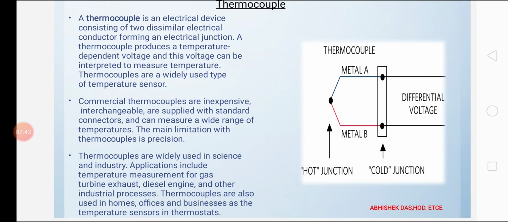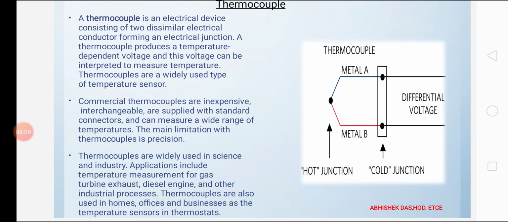Next one, thermocouple. When two metals having different work functions are placed together, voltage is generated at the junction which is nearly proportional to the temperature. This junction is called a thermocouple. The principle is used to convert heat energy. The thermocouple type element is used for both DC and AC applications.